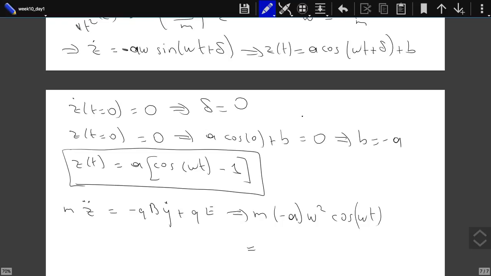Why is that a zero? Boundary condition. Initial velocity should be 0. So we just release it from rest. This should be equal to minus QB y dot plus Q times E.